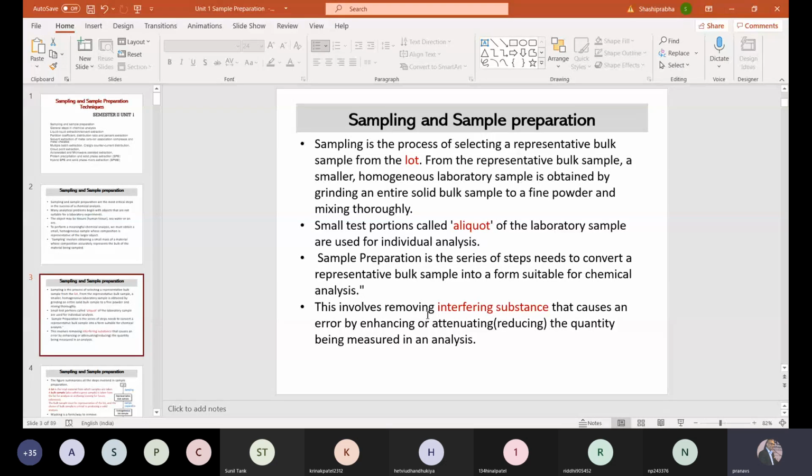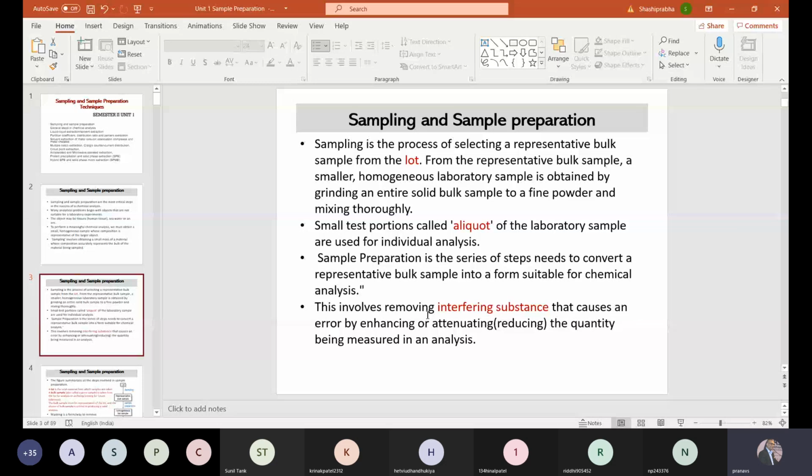So these interfering substances can be either removed before analysis, or they can be converted into their inactive forms. That means they do not take part in the analysis. These are the two ways in which we can manage the interfering substances which are present. Interfering substances means the entire matrix. Anything out of that matrix might interfere with the analysis of the desired analyte.